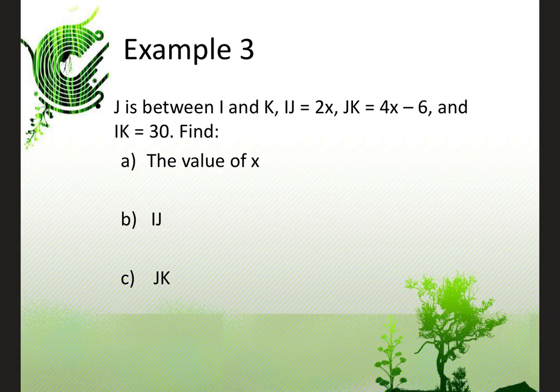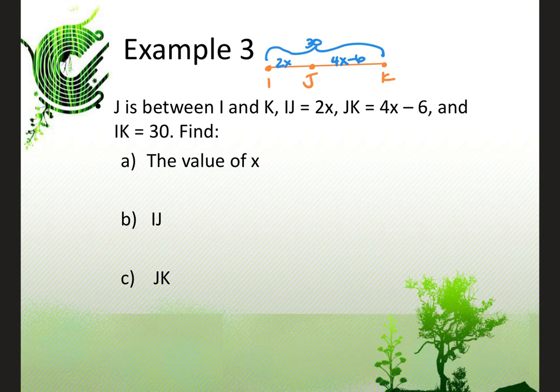Example 3 says J is between I and K. So if you want to draw the visual, I and K are on the outside. J is somewhere between them. IJ is 2x. JK is 4x minus 6. And IK, which is the whole segment, is 30.